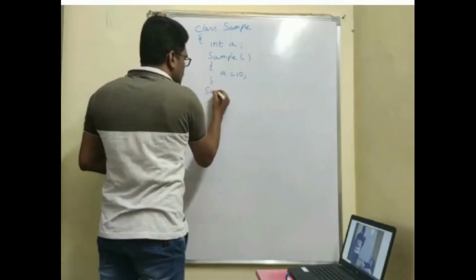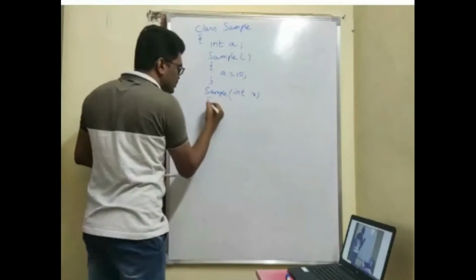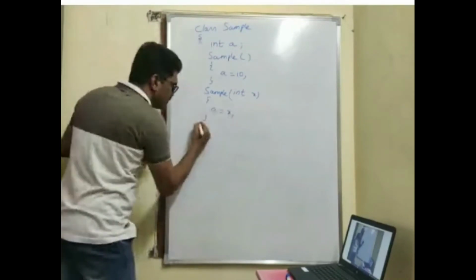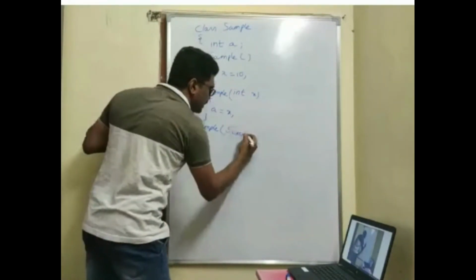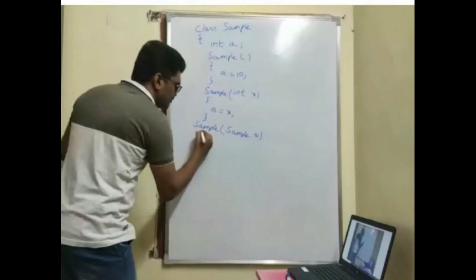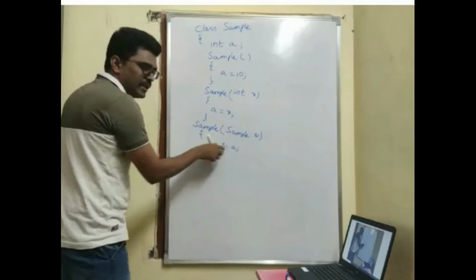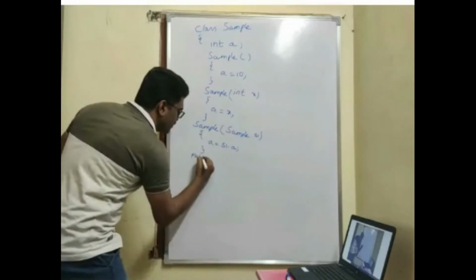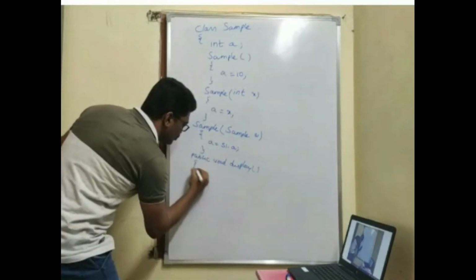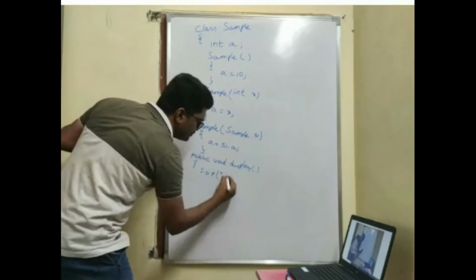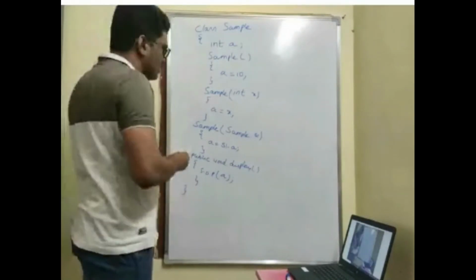Okay. So now Sample with int x, a is equal to x. Now Sample, see here, it is the copy constructor. Again I write Sample, here I write s1. So my a will be equal to s1 dot a. My a will be equal to s1 dot a. So public void display, and I display System.out.println a. Okay, so this is where I end the method.